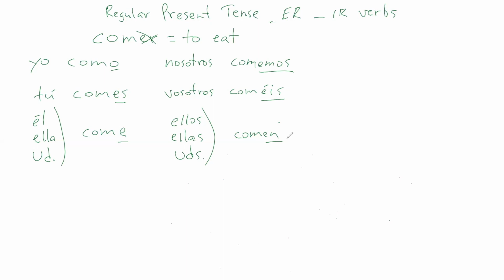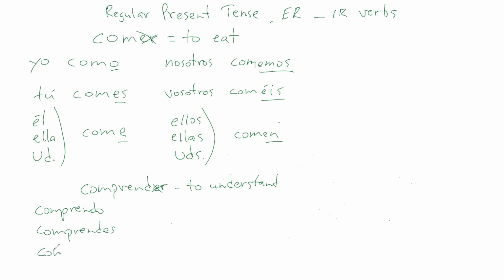So there are lots of regular ER verbs in the language. Now you can take them. Say you take comprender, a nice useful verb, means to understand. Now we can conjugate it. We'll drop the ER, and what do we have? Comprendo. Comprendes. Comprende.